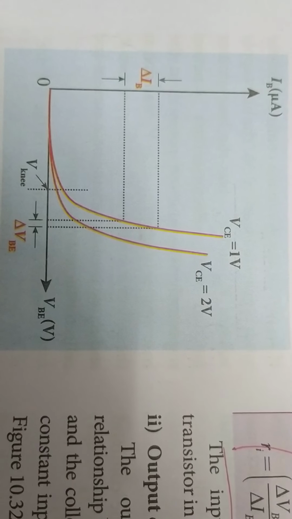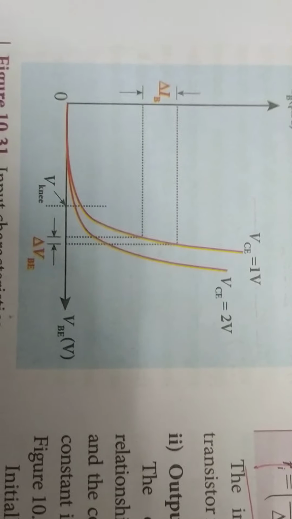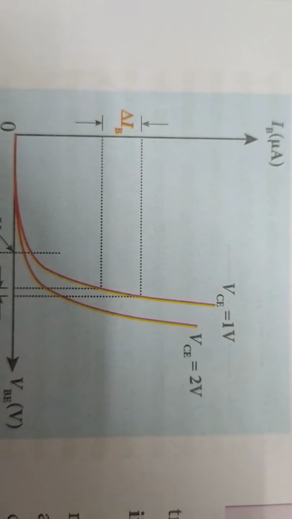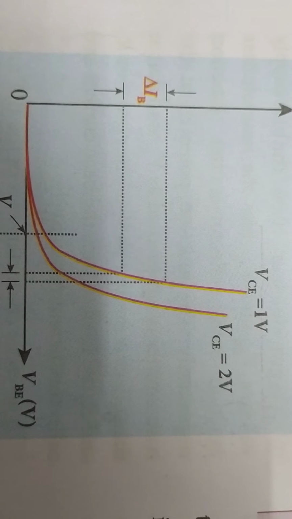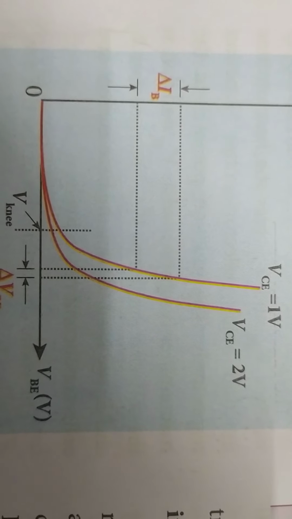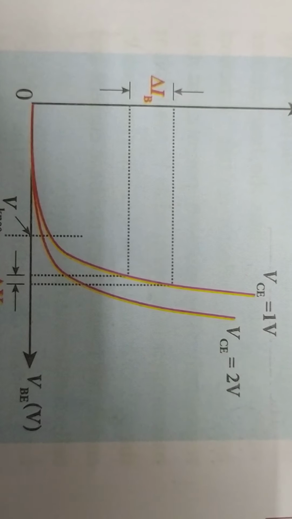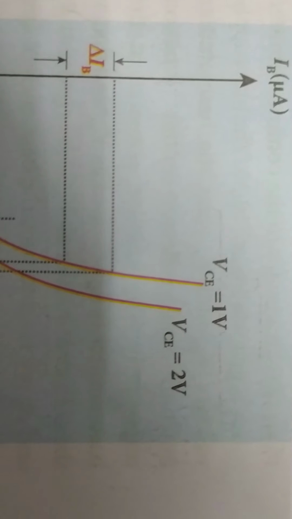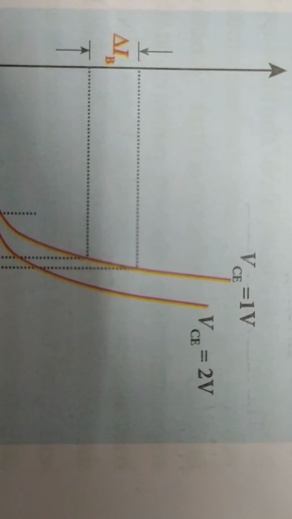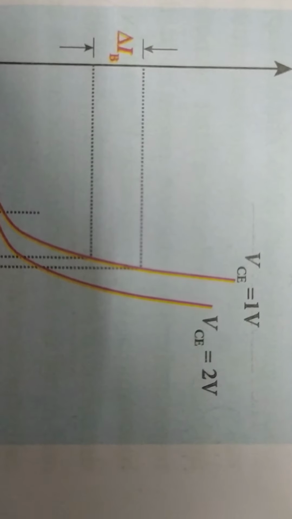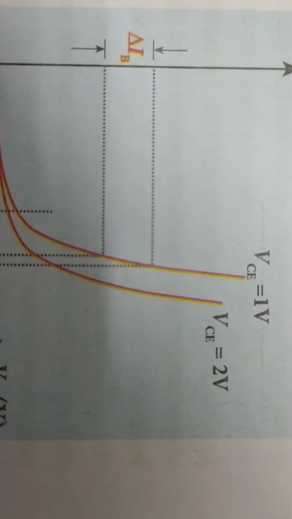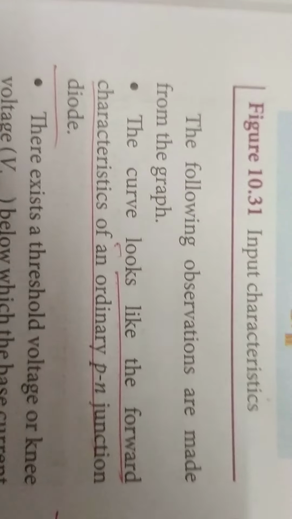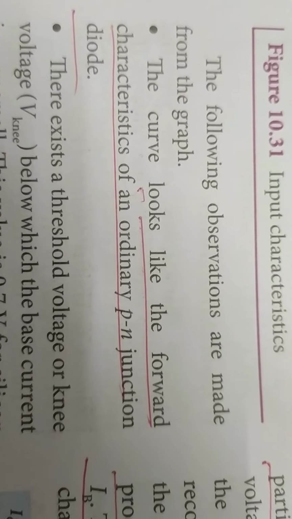This is the input characteristic curve of a transistor, and as I have told you, VBE is on the x-axis and IB is along the y-axis. You will get a curve like this. Initially the values are 0, then there is a sharp increase in base current. And when VCE is increased from 1 volt to 2 volt, IB will decrease. You see there is some reduction in the base current if VCE is increased. And here the following observations are made.